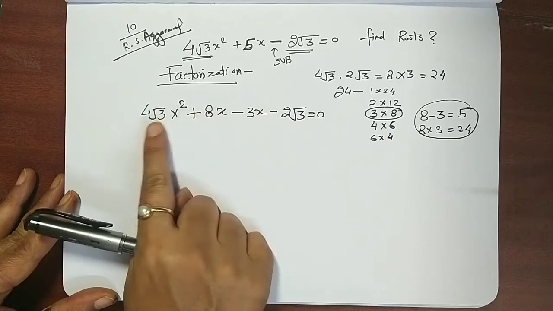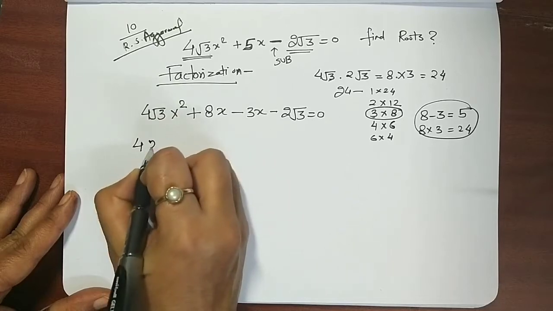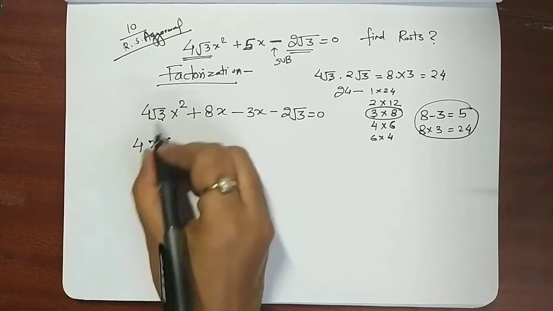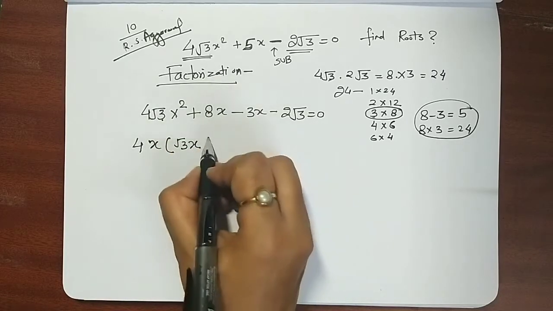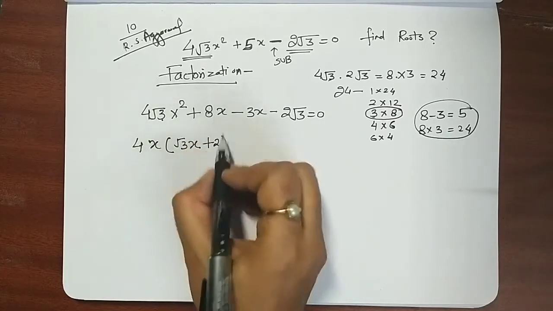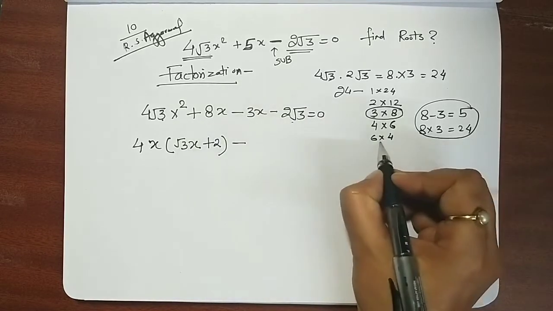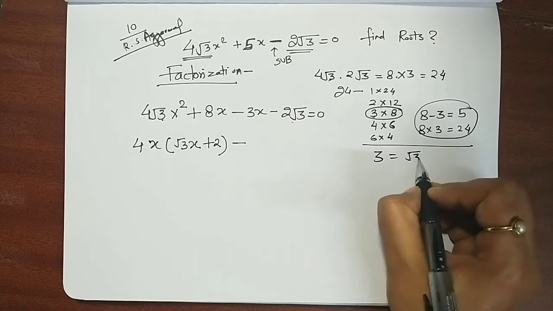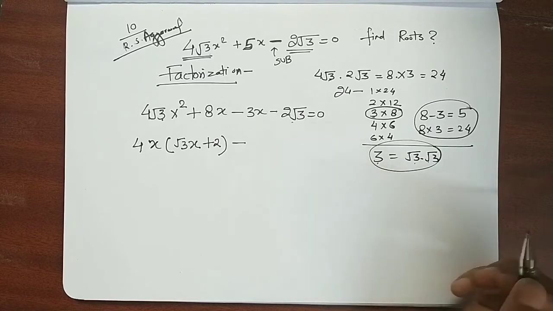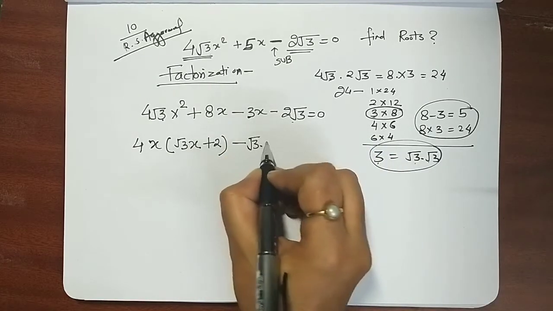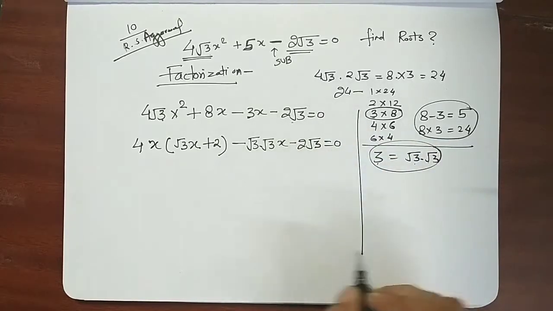Okay. Now we are confused: what should we take common? In these two, I can take 4x common. So what is left? 4 is out, left is root 3 and x. And here what is left is 2, because 4 twos are 8, I mean 4 2s are 2 times 4x. Minus, now out of these we don't know what to take common. Now remember guys, 3, can I write root 3 into root 3? Right? Because root 3 into root 3 is 3. So this 3 I can write as root 3 into root 3x minus 2 root 3 is equal to 0.